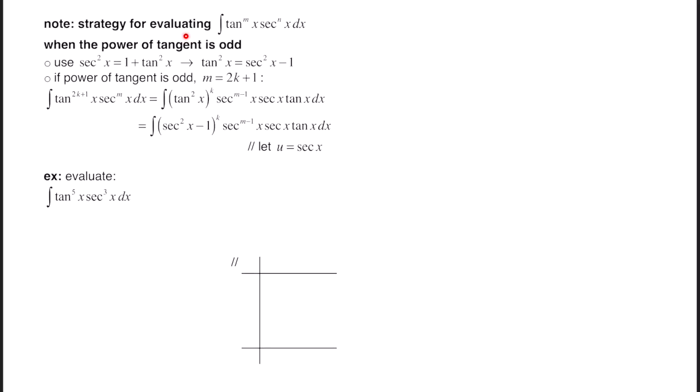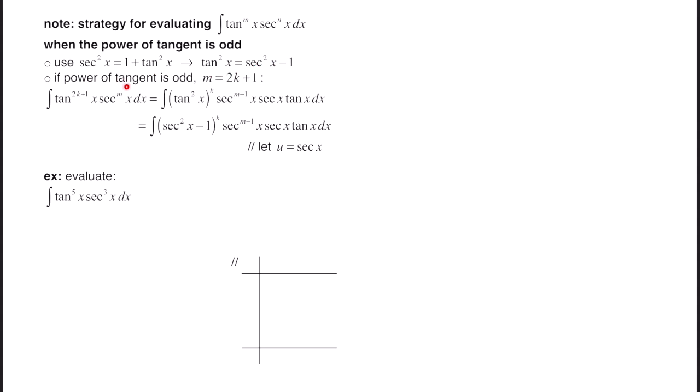Next, we're going to look at evaluating an integral where you have tangent to a power times secant to a power, but this time the power of tangent is going to be odd. So we're going to use the same Pythagorean trig identity, secant squared equals 1 plus tangent squared, but we'll isolate tangent squared, so we get tangent squared equals secant squared minus 1.